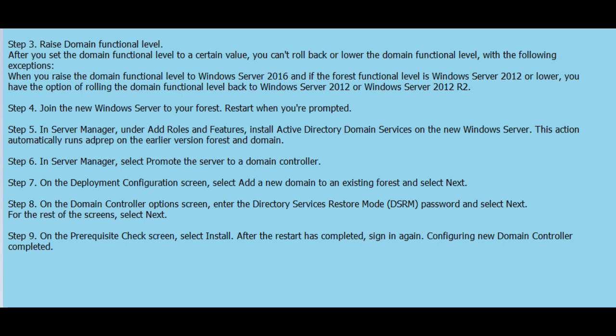Step 6. In Server Manager, select Promote the server to a domain controller. Step 7. On the Deployment Configuration screen, select Add a domain controller to an existing domain and select Next. Step 8. On the Domain Controller Options screen, enter the Directory Services Restore Mode (DSRM) password and select Next. For the rest of the screens, select Next.